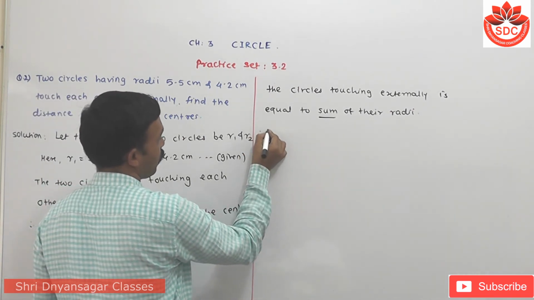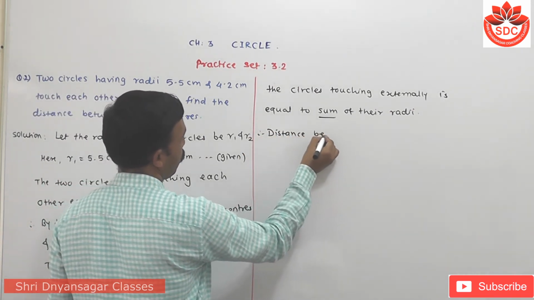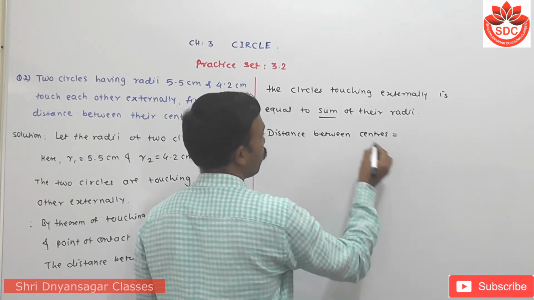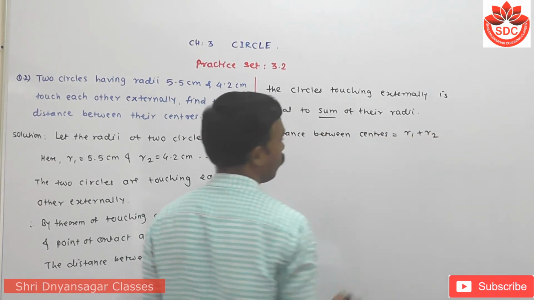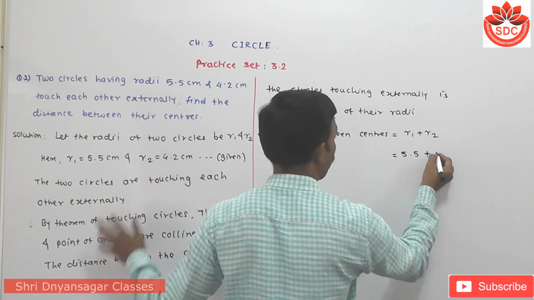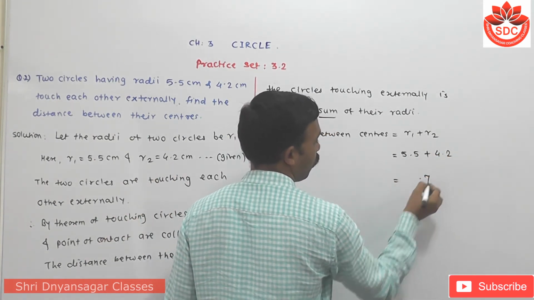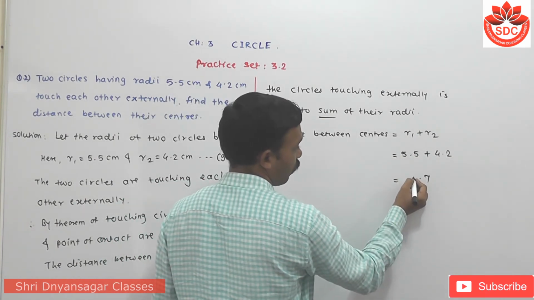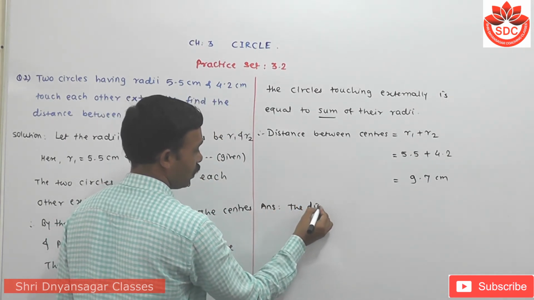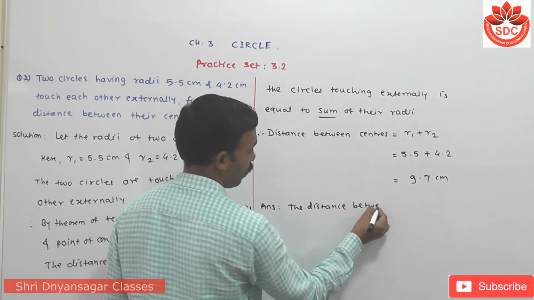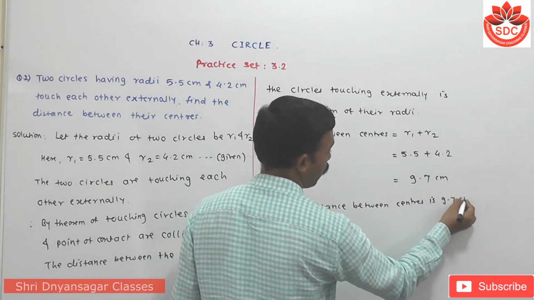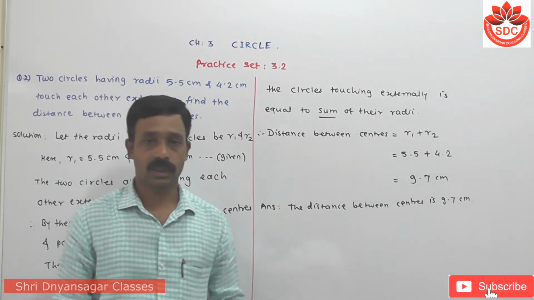Therefore, the distance between centers is equal to the sum, meaning R1 plus R2. R1 is 5.5 centimeter plus R2 is 4.2 centimeter. The addition: 5 plus 2 becomes 7, 4 plus 5 becomes 9 centimeter. Therefore, the answer in a full sentence: the distance between their centers is 9.7 centimeter. Okay, we see the next question.